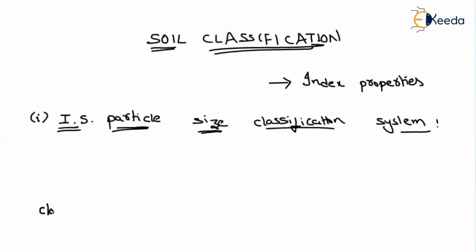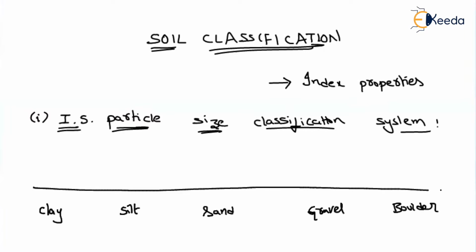Those are nothing but clay, silt, sand, gravel, and also boulders. We already know sand, that is usually used for construction, and coarse grain we call gravel. Boulders are very large stone particles, and the clay sizes are very small. So according to the Indian standard system, they will be of a size.